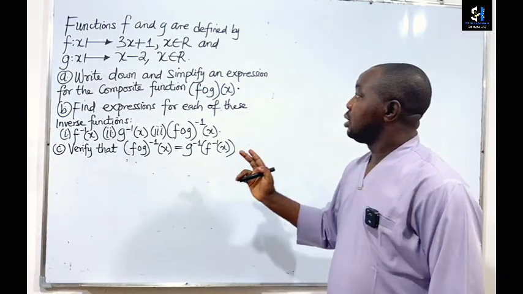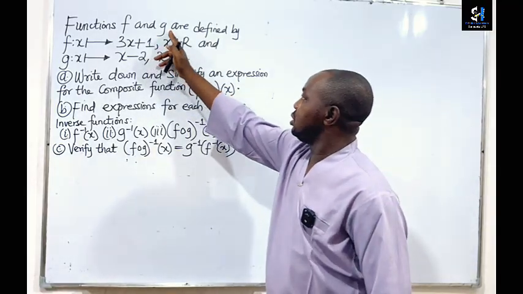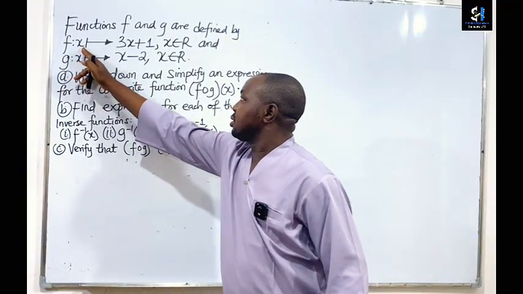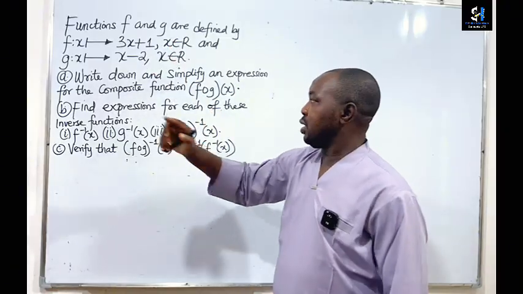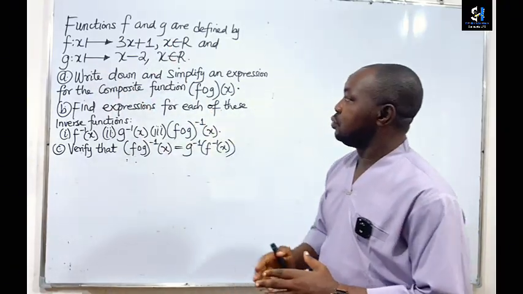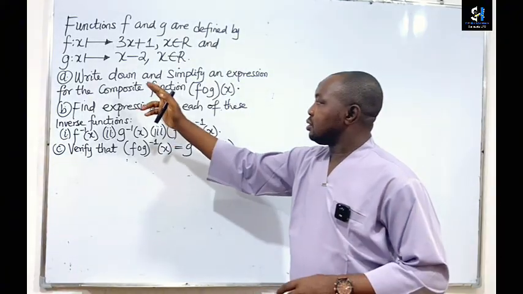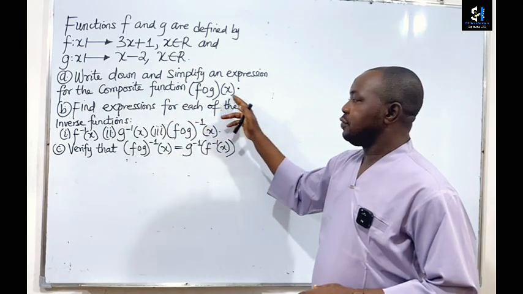Everyone, let's solve the question on the board. Functions f and g are defined by f of x is given to be 3x plus 1 for all real values of x, and g of x is given to be x minus 2 for all real values of x. Write down and simplify an expression for the composite function fg of x.